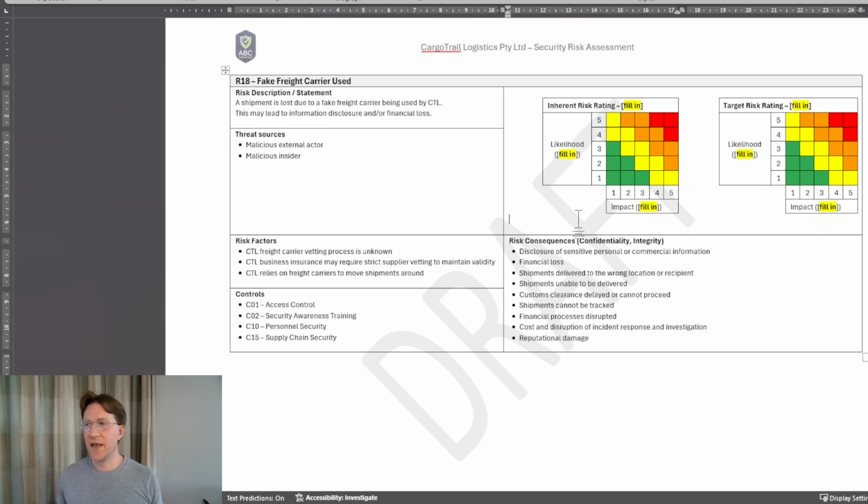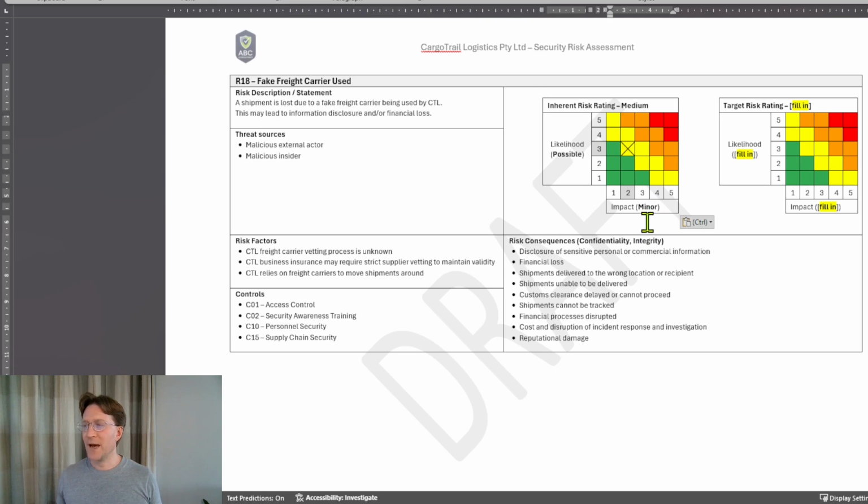For risk 18, a fake freight carrier being used, we have a likelihood of possible where we don't really know either way whether some people will pick up there's a fake freight carrier because they might do some investigation. It might not seem familiar, so they're a bit more inquisitive and skeptical. Other people might just assume it's fine and go ahead with it. So we're just going for the middle ground here.